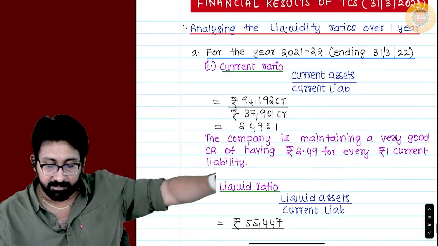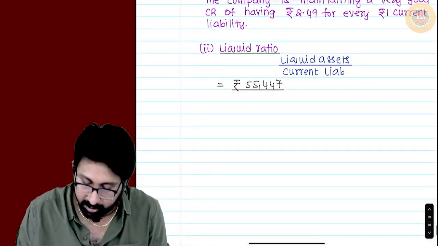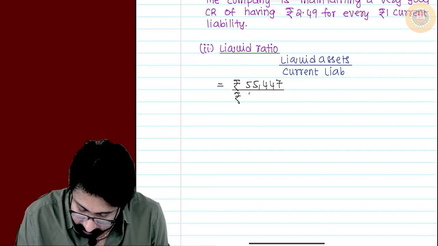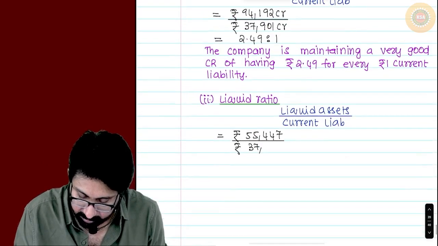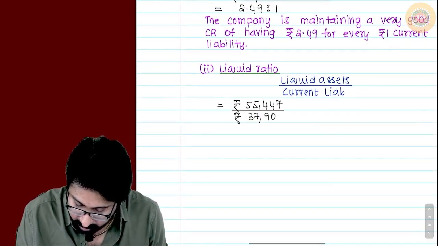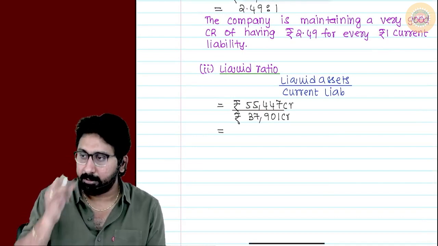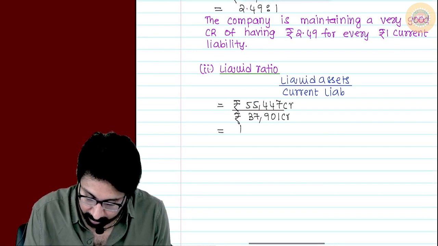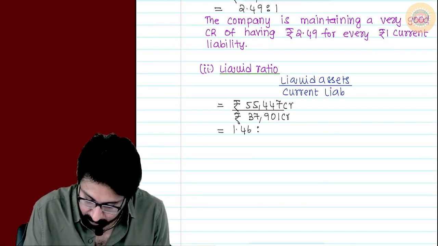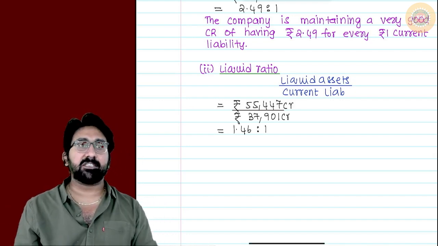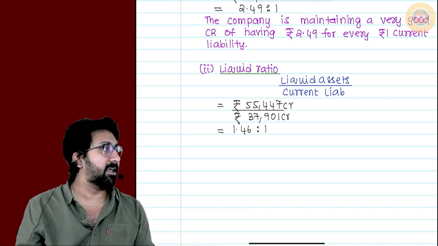447. Current liabilities, had we calculated them or not? How much rupees? 37,000. 901 crore. Please tell me the ratio once. 1.46 is to 1. Tell me whether this is a good company or a bad company.